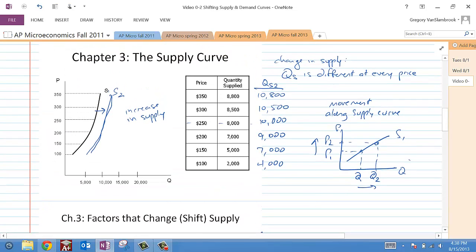So what we see up in this, when we shifted from quantity supplied to QS2, we could assume this could have been happening because the cost of production was decreasing. Therefore, more people now think it's worth it to sell it for $250 than they did before. 10,000 people will now make a profit off of $250 as opposed to 8,000 people making a profit off of it before.